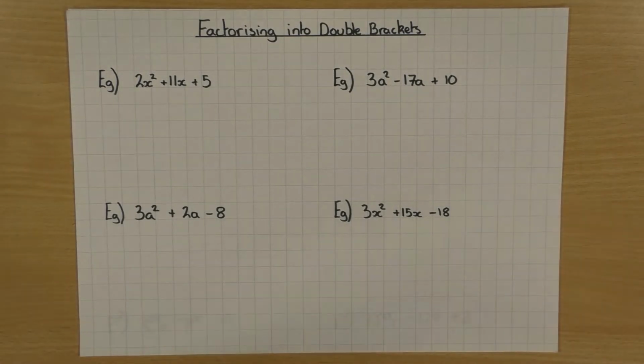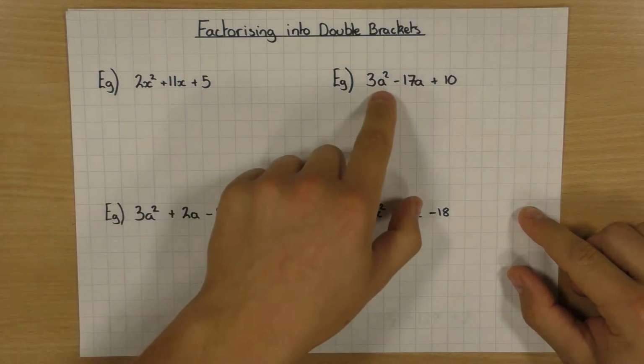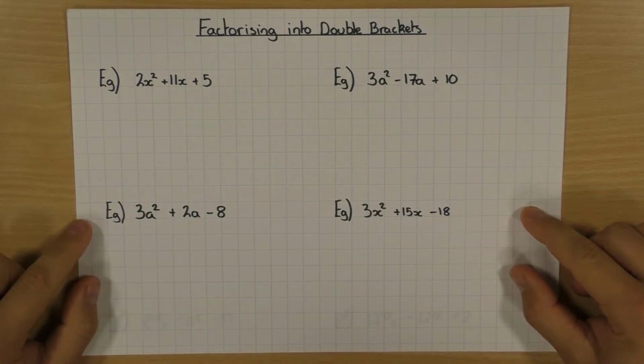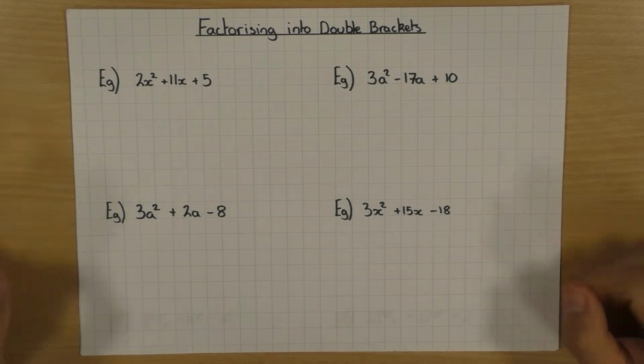Hi guys, in this video we're going to have a look at how to factorise into double brackets. Now this is the second part, because I've got another one of factorising in double brackets. The difference is that these ones here have coefficients in front of the x squared and the a squareds and bits and pieces, so it's slightly harder. So definitely have a look at the other video first before coming to this one.